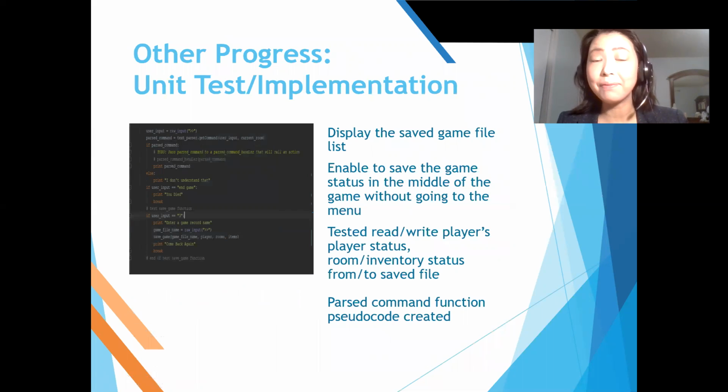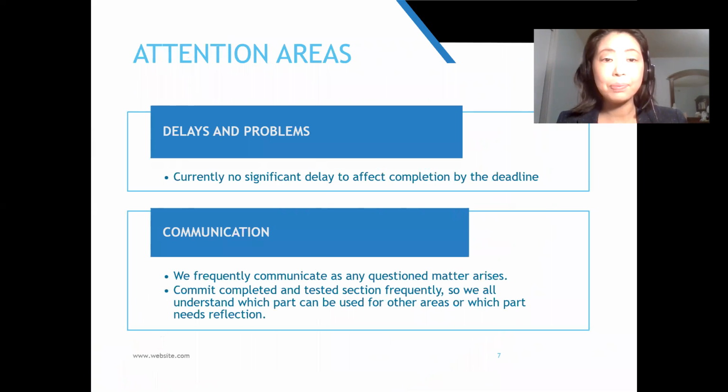Other progress I had made is a unit test and implementation. Display the saved game file list and enable saving the game status in the middle of the game without going to the menu. And I tested reading and writing the player status and room inventory status from 2 saved files. The parse command function pseudocode is also created. No significant delay is shown, so we should be able to complete by the deadline.